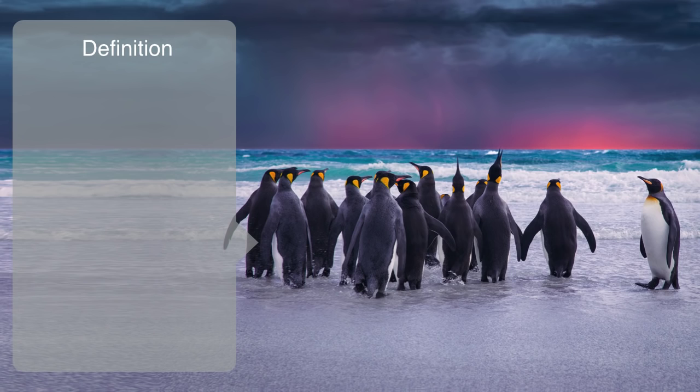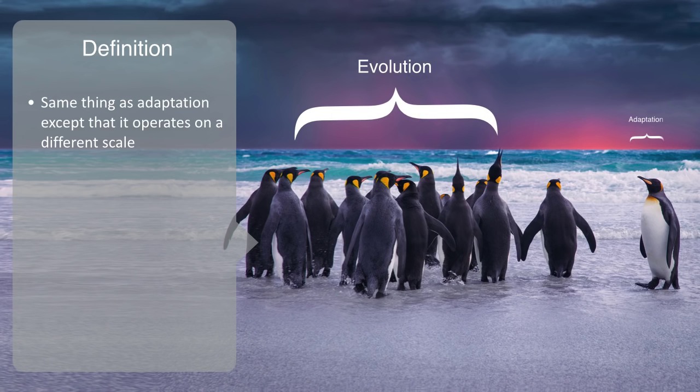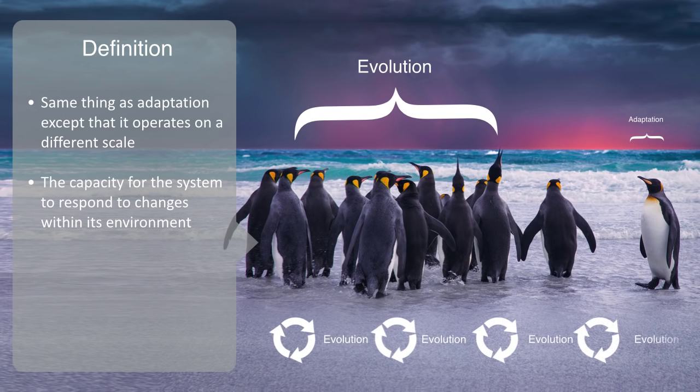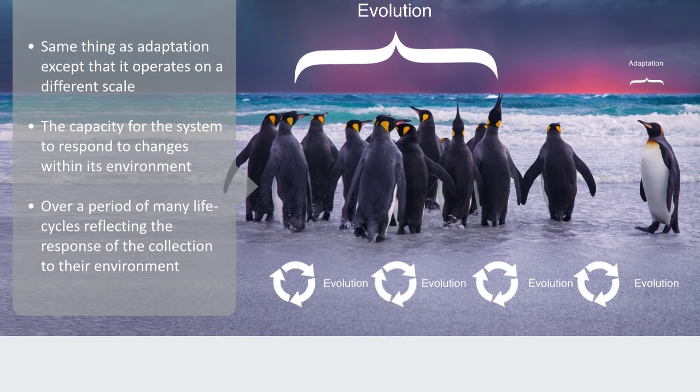Evolution is really the same thing as adaptation, except that it operates on a different scale. Adaptation is an element's capacity to generate a response to some change within its environment. It is a micro or local level phenomenon. Evolution, then, is the same process but operating on a macro scale, that is to say, on the level of a population of agents, and here again it is the capacity for the system to respond to changes within its environment. Evolution is the adaptive response of a group of entities that occurs over a period of many life cycles. Evolutionary changes reflect the response of the collection of agents to their environment.